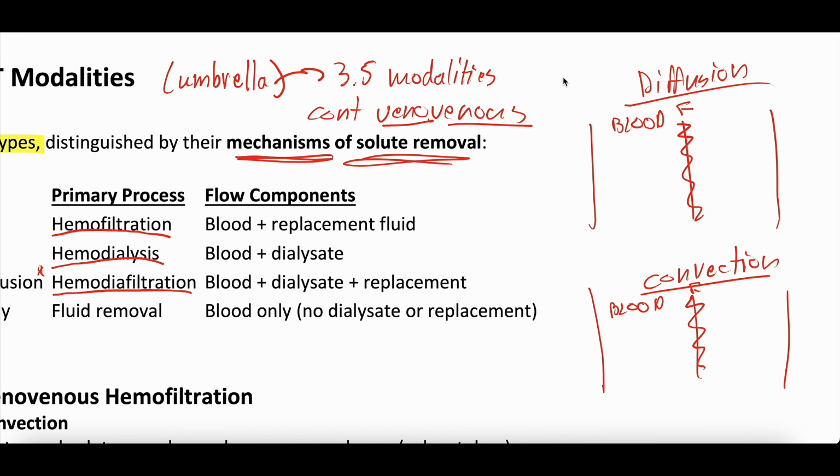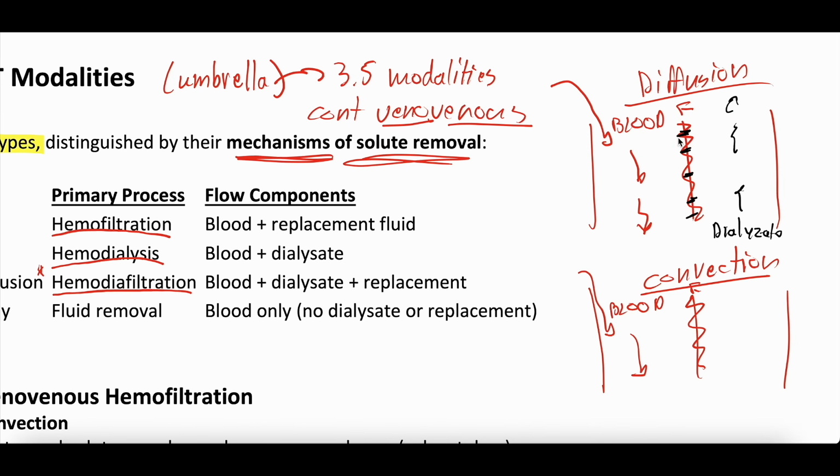So essentially, blood is drawn into the dialysis machine, and it runs by this filter. And this filter, as we said, is a semi-permeable membrane. So that happens in both diffusion and convection. Blood is taken into the semi-permeable membrane. In diffusion, though, what happens is the semi-permeable membrane has these really small pores in it. And what runs parallel to the blood is dialysate fluid. Okay, it runs countercurrent, but parallel to the blood.